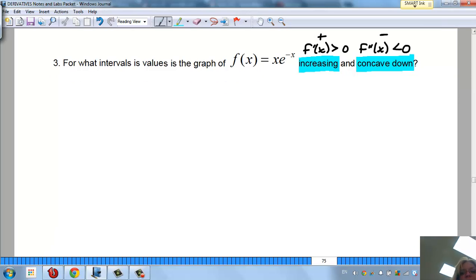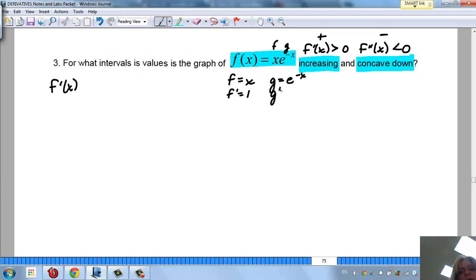When I look at this function right here, I see that it's a product rule. And within the product rule, we're going to be doing the chain rule. So let's get started with the derivatives. I have f prime of x. If this was f and g, then f is x, f prime is 1, g is e to the negative x, and g prime is, rewrite it, times the derivative at the top, which is a negative 1, so it comes out negative e to the negative x.